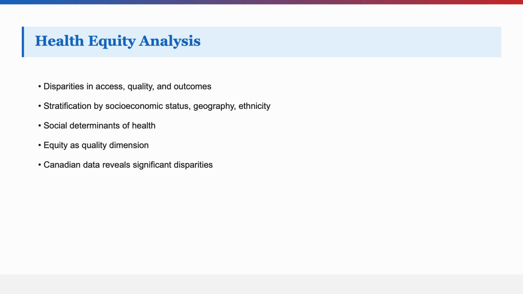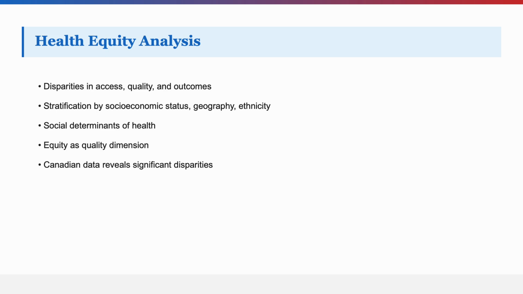Social determinants of health, income, education, housing, employment, profoundly influence health outcomes. Healthcare delivery alone cannot eliminate disparities rooted in social conditions, but healthcare can avoid exacerbating them. Equity is increasingly recognized as a quality dimension alongside safety, effectiveness, and patient-centeredness. A healthcare system that achieves excellent average outcomes while failing vulnerable populations is not truly high quality.